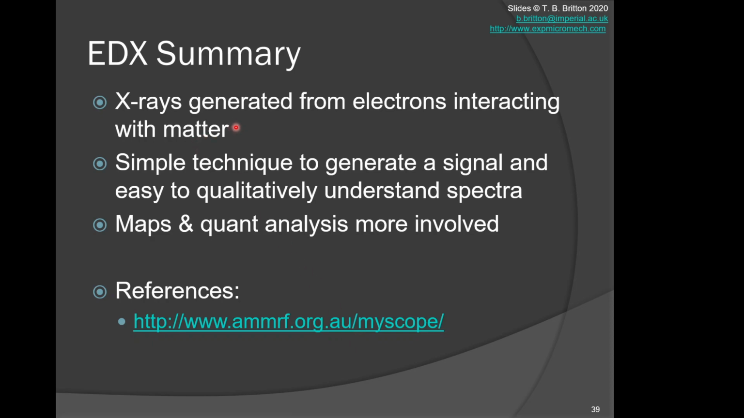To summarize, X-rays are generated from the electrons interacting with matter. It's a relatively simple technique to generate the signal. It's relatively easy to qualitatively understand the spectra, but significantly more difficult for quantitative analysis. There's a number of references. I've given a couple throughout the talks, but also have a look at the fantastic resources from the Australian Microanalysis Facility.